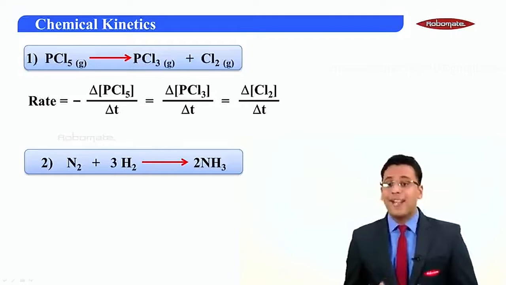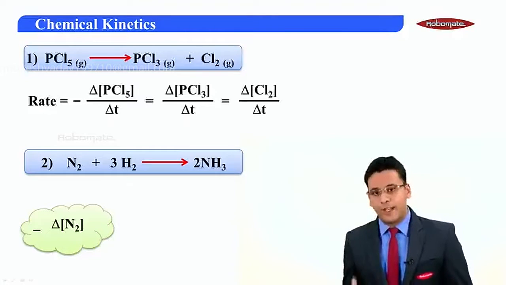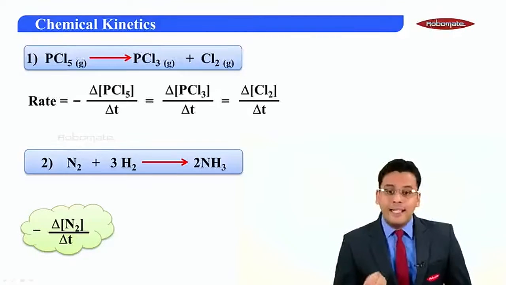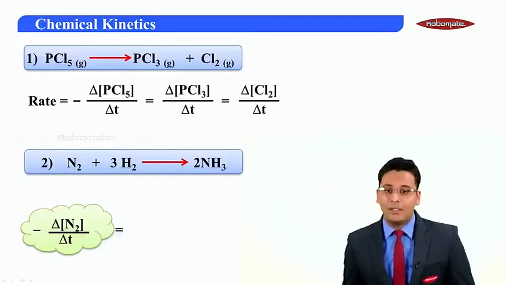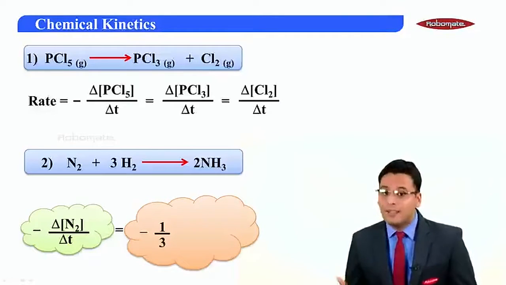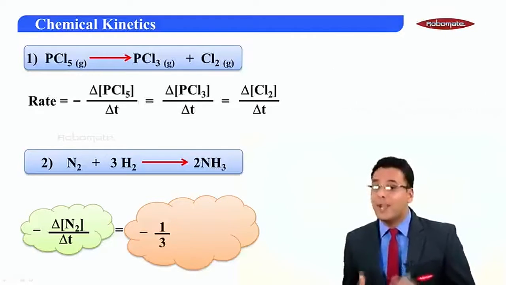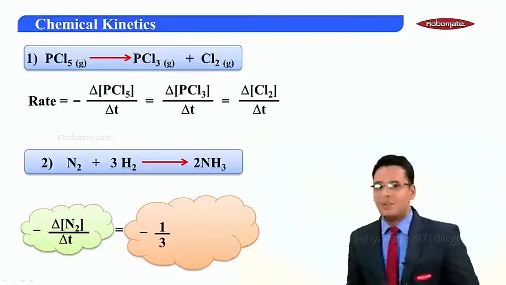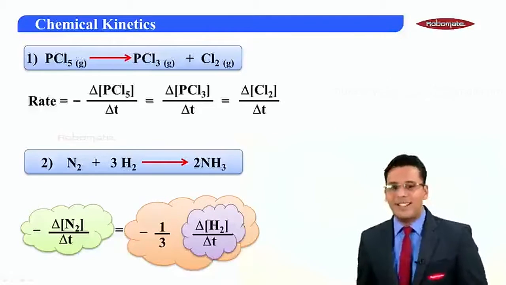Here, in terms of nitrogen, the rate will be minus delta concentration of nitrogen upon delta T. This is because nitrogen is decreasing with time. It's getting consumed. In terms of hydrogen, however, I can say minus 1 by 3. Why minus? Because hydrogen is a reactant. It will decrease with time. And 1 by 3 because 3 is the stoichiometric coefficient. So just multiply by its reciprocal. Rest all remains the same. Delta concentration of H2 upon delta T.